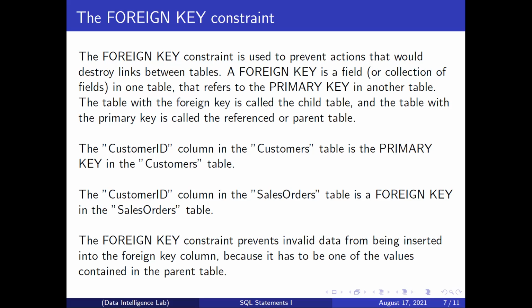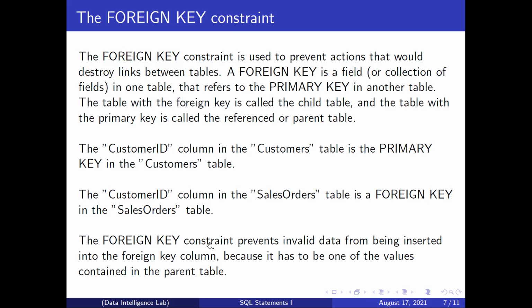I'm going to show us when we get to the demo, but I just need us to understand the concept. So you can just read what I have on the screen here. You can see the customer ID column in the customers table is the primary key, right? Then the customer ID column in the sales orders table is a foreign key, and is a foreign key also to the customers table, right?